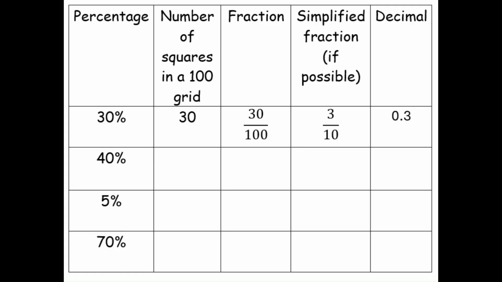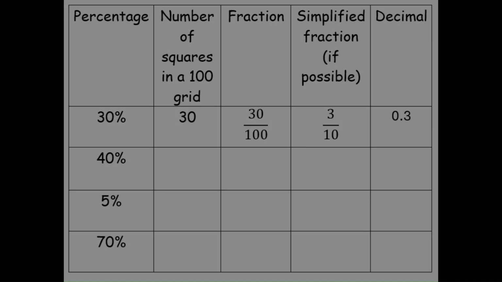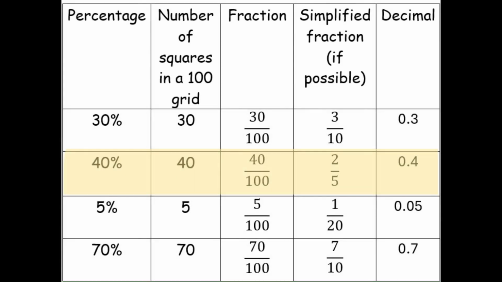So here are the answers. 40% is equal to 40 out of 100 squares, which is the same as 40/100ths, which can be simplified to 2/5, as the highest common factor of 40 and 100 is 20. There are 2 20s in 40 and 5 20s in 100. The decimal for this is 0.4, as 40 divided by 100 is equal to 0.4.